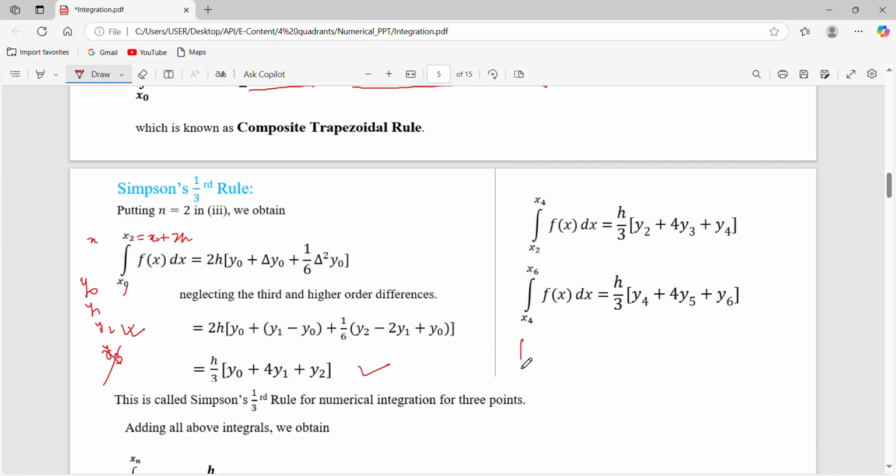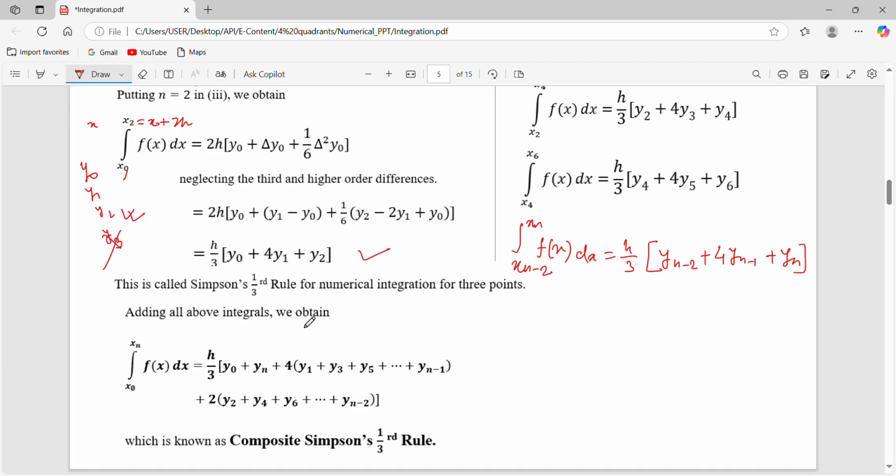In this way, the last interval is xn minus 2 to xn, because of the difference of two. So the integral of f(x) dx is equal to h by 3 times (yn minus 2 plus 4 into yn minus 1 plus yn). So this is the last term. So if we add all the integrals, the initial value is x0 and the last value is xn. h by 3 is common, so take it outside.